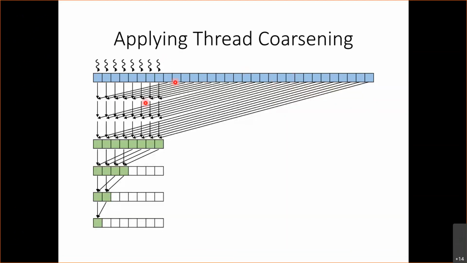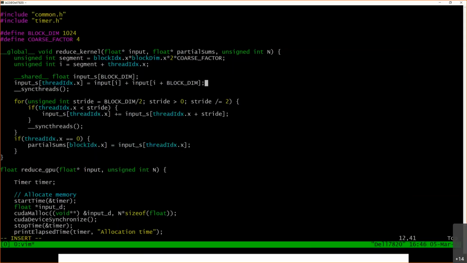So here in this illustration, my coarsening factor is 2. So now I want to loop over the elements. If my coarsening factor is 2, every thread is going to be responsible for 4 elements. If my coarsening factor is coarse factor, every thread is going to be responsible for 2 times coarse factor elements. So the threads will first load this tile, and then this tile, and then this tile, and then this tile, and add them to shared memory. The way I do that is as follows.